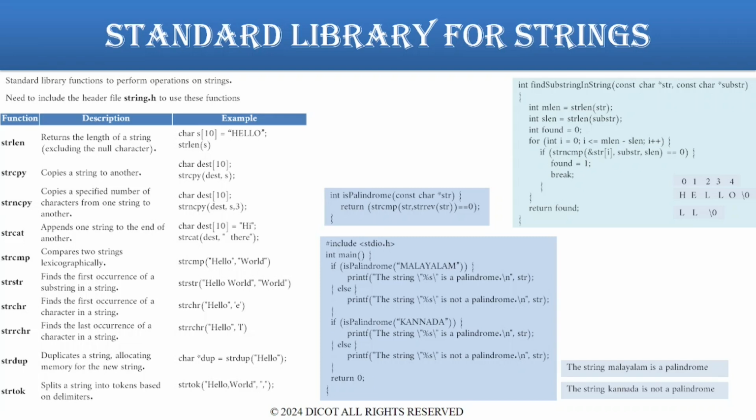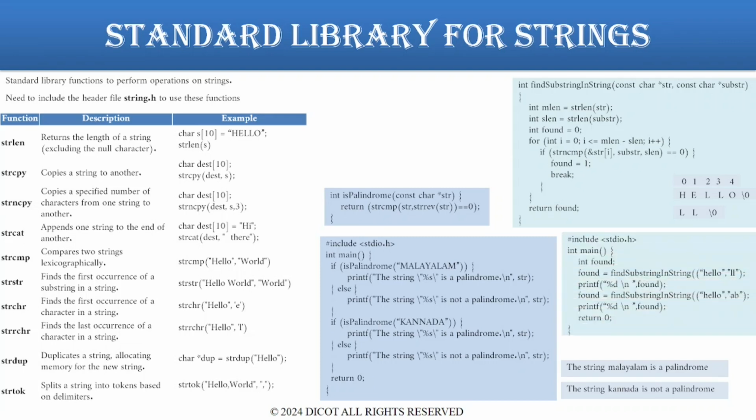Now let's use this function in our program. In this program, the main function calls the find substring in string function with hello and ll in the first case and hello and ab in the second case. For the first case, the function will return 1 because the substring ll is present in the main string hello. For the second case, it will return a value 0 because the substring ab is not present in the main string hello. The output of the program is 1 for the first case, 0 for the second case.